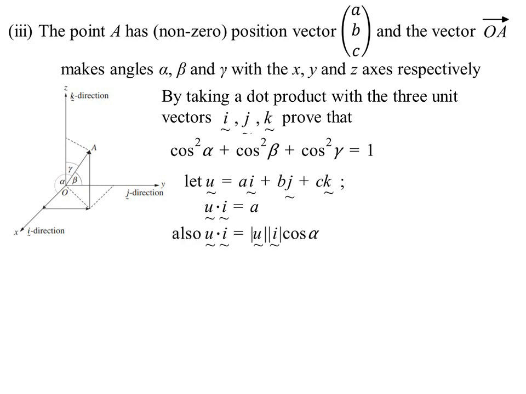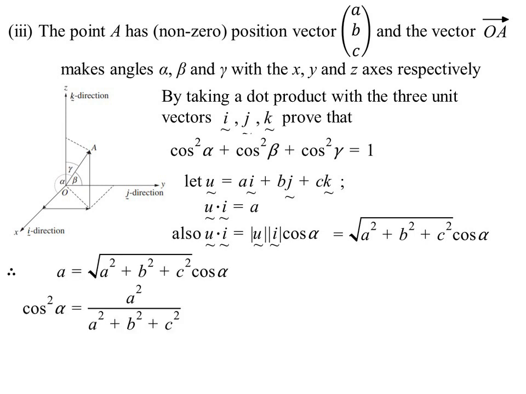But also, I know that u dot i will be the magnitude of u times the magnitude of i times the cosine of alpha. Well, the magnitude of i is of course 1, it's the unit vector. The magnitude of u will be the square root of a squared plus b squared plus c squared. So we end up with the square root of a squared plus b squared plus c squared, times cos alpha. So we know a is equal to this expression here.